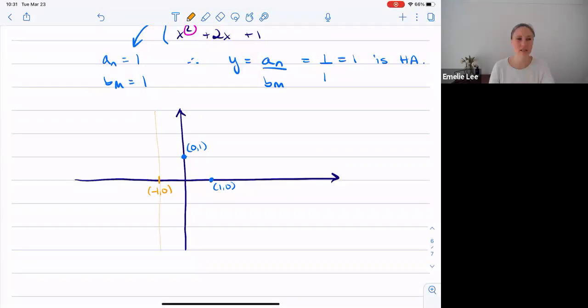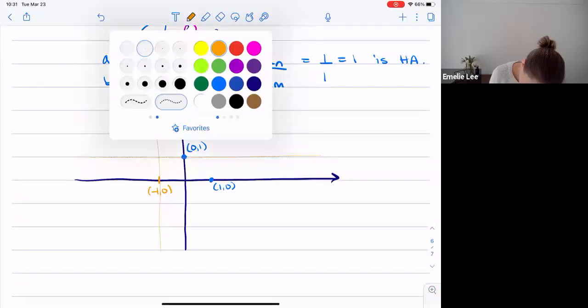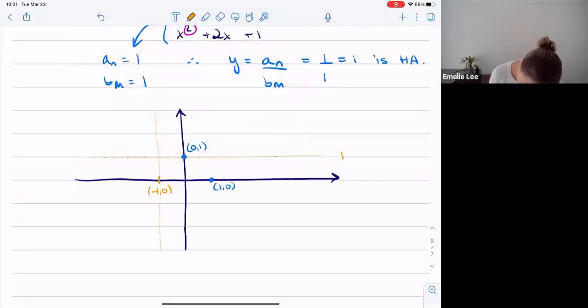And I'll change. So it's kind of a dotted line here. And then, so this is the vertical asymptote. And then we also found that at y equals 1, which again, it just happens to be the same as the y-intercept. That's not necessarily always the case, right? So here, I'll draw my horizontal asymptote. And this is my vertical asymptote. This is the only place that I hit the x-axis.